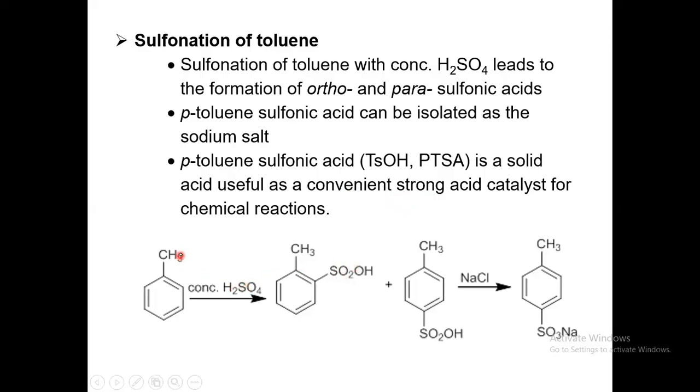But let's look at what's happening here. We have the toluene, with conc. H2SO4. Now we have two products, right? We have the ortho product and the para product. Now, when you add the NaCl, it is only the para that will react, and that will help us isolate. That will explain the second point that p-toluene sulfonic acid can be isolated as sodium salt. Now, when you isolate this one, you can acidify it to get back our sulfonic acid functional group, right? And this is an important catalyst, very important. So that's just one of the importance.